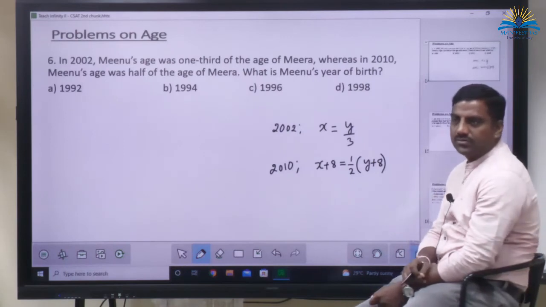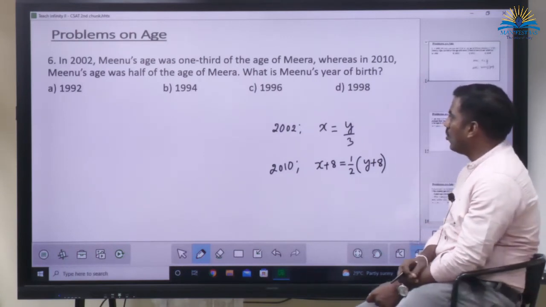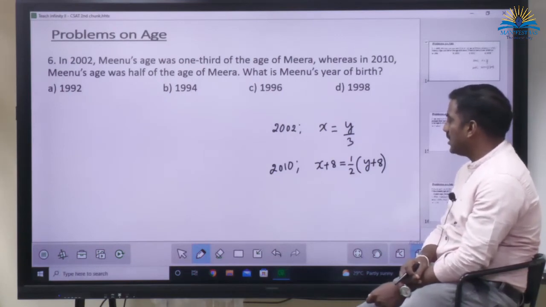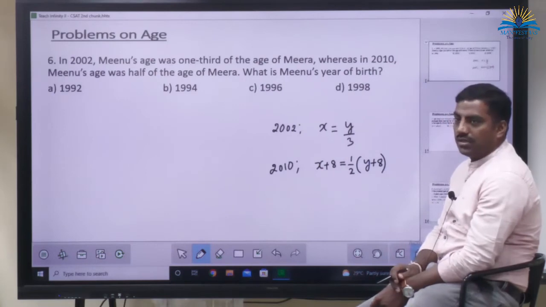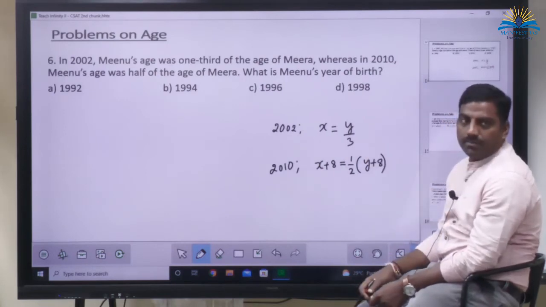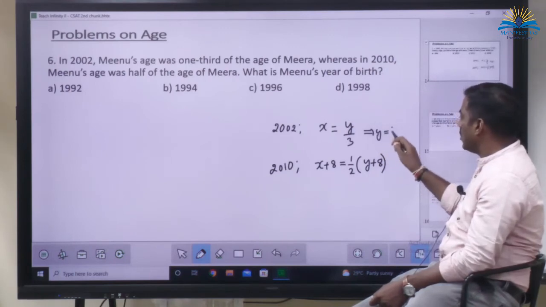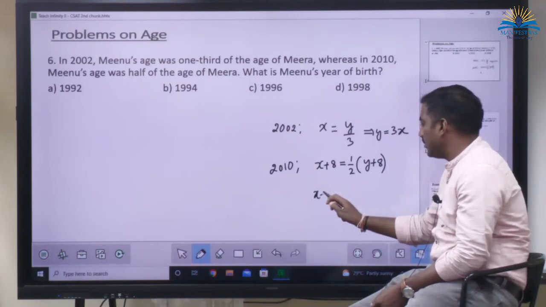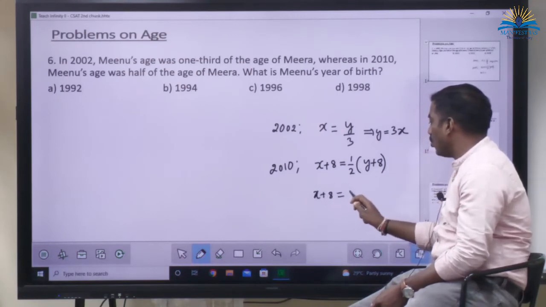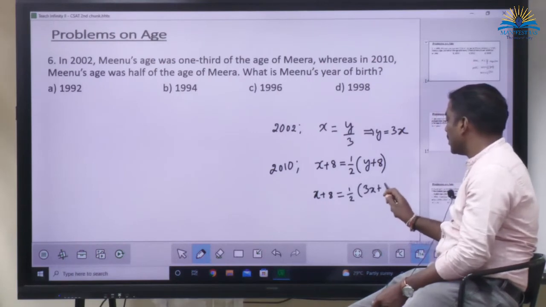Yes or no? Now, what is Minu's year of birth? For that, we have to find Minu's age, that is X. Wherever Y is there, put it in terms of X. So here Y is equal to 3X. So X plus 8 is equal to 1/2 into 3X plus 8.